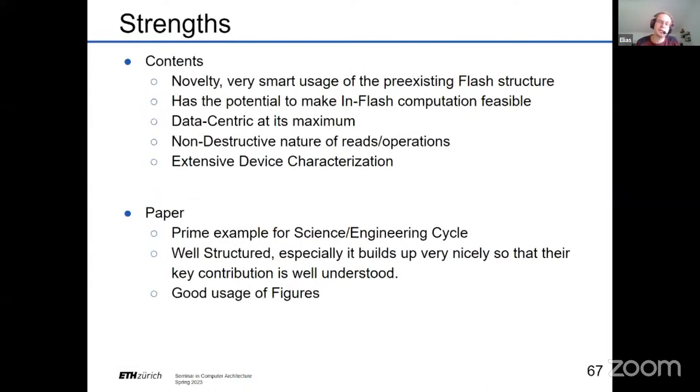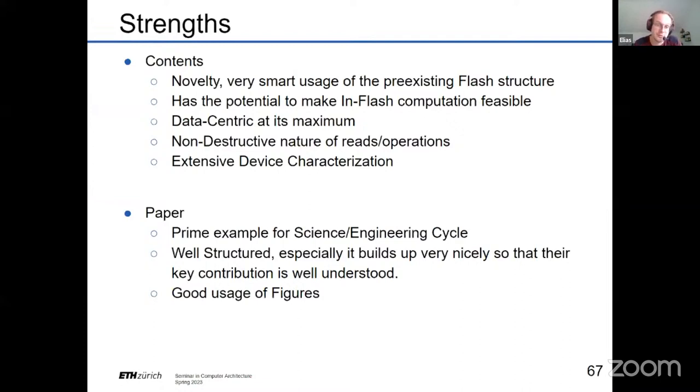The strengths: I think the work is quite novel. I think it's a really smart usage of this pre-existing flash structure. They looked at it and really understood how it behaves and how that could be used to do computation. I'm not super deep into computer architecture, but after reading that paper, I got the feeling that Flash Cosmos has the potential to make in-flash processing somewhat feasible. So even though I probably won't be working in computer architecture, I will put it on my backlog that in-flash processing could be a thing for the future.